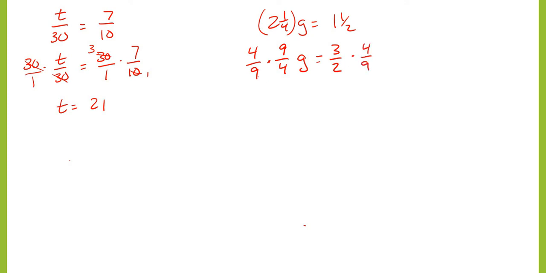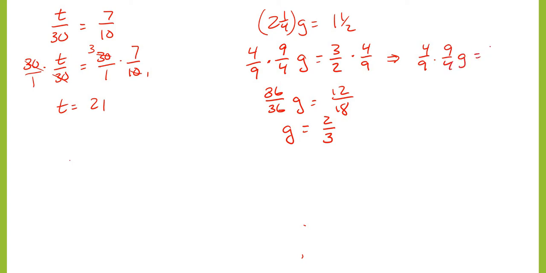because 4/9 times 9/4 is 36 over 36, or 1. This becomes 12 over 18, so I get g equals, and I'm going to simplify that by dividing by 6, equals 2/3. Now remember, the other way to do this is to simplify before you multiply.